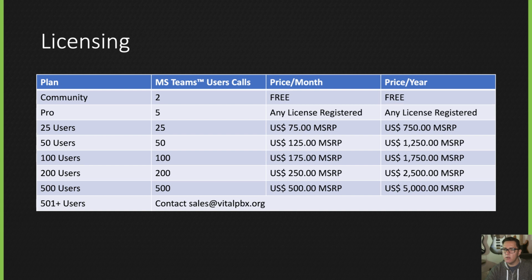And once again, all of this is available right now on our website to purchase. So if you go to vitalpbx.org and go on the navigation menu to subscriptions, should be around the middle-ish. You click on that, and then you will see the option for Microsoft Teams connector add-on there. You select that, and you will be presented with the option of choosing your preferred package.